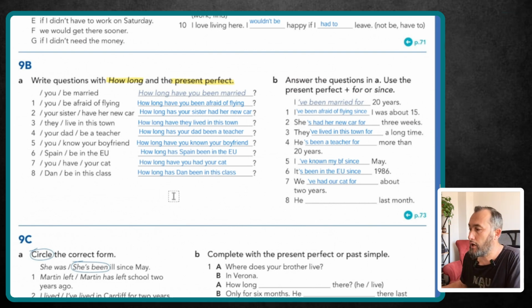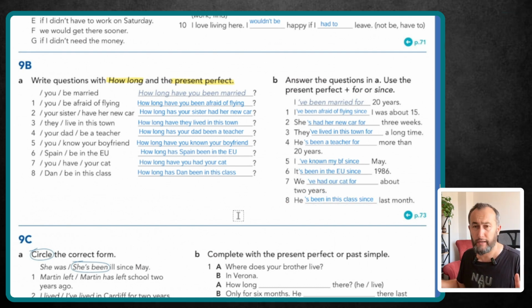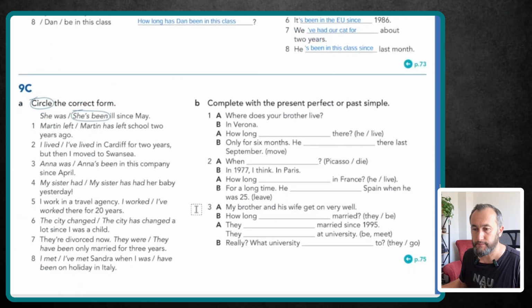Last one, how long has Dan been in this class? So he's been, or he has been, contraction, he's been, right? He's been in this class since last month. It's not a period, it's the beginning of the period. So we're going to use since last month. Okay, so in this way, we've done 9b as well. Now we're going to move to the 9c explanation part. And then we'll come back to this page again to do the exercise.